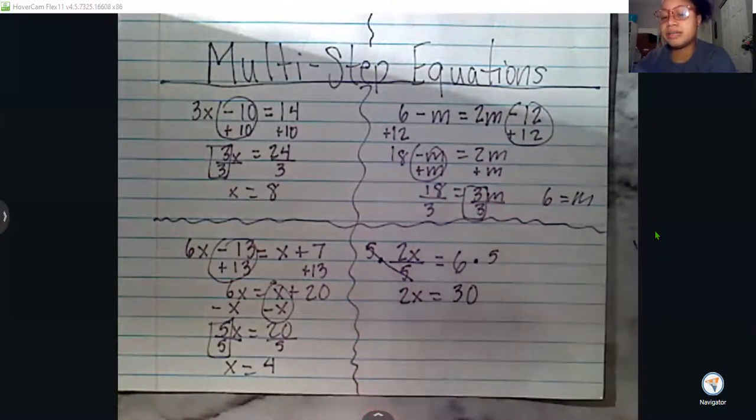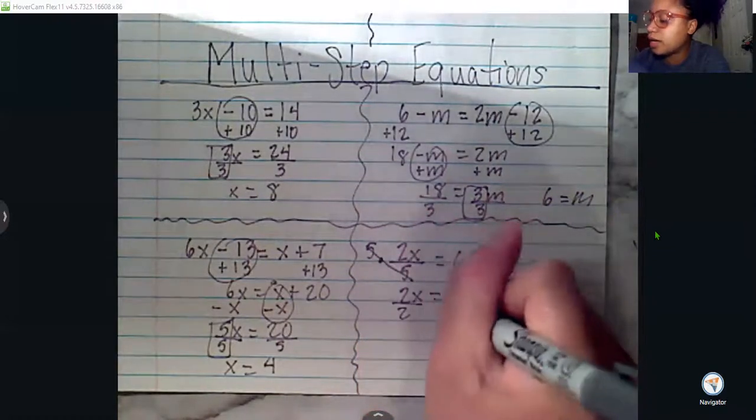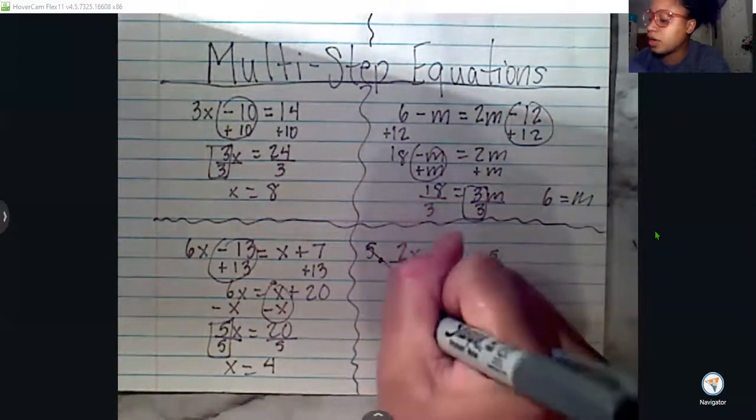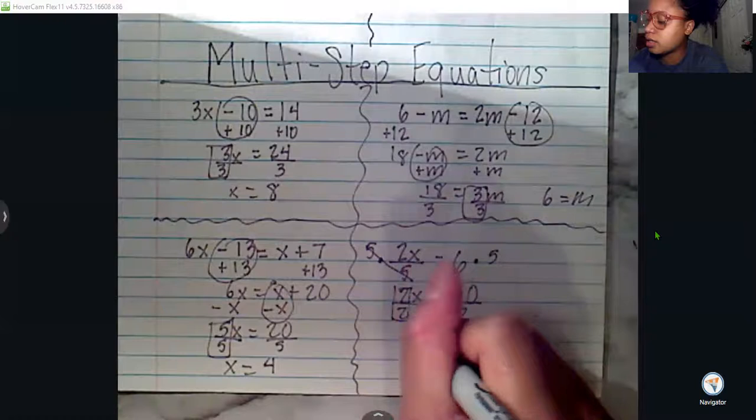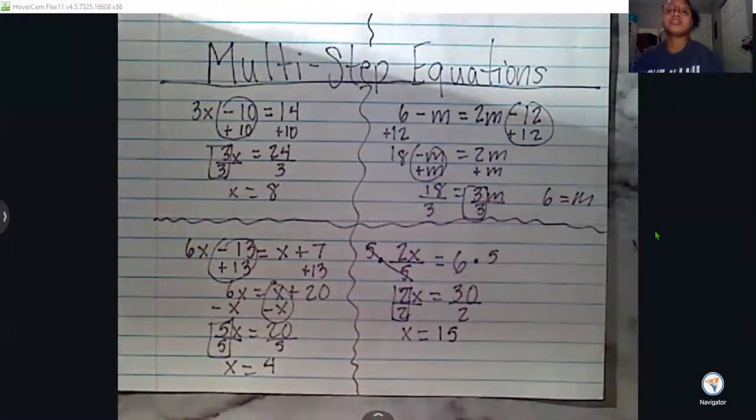And then this is 2 times x. The inverse operation would be division. So on both sides, I'm going to divide by 2. This made a giant 1. So then you're left with x equals 15. So that is how you solve multi-step equations.